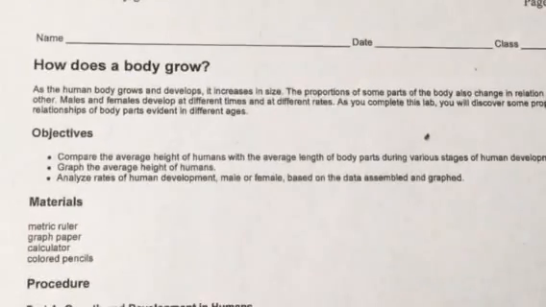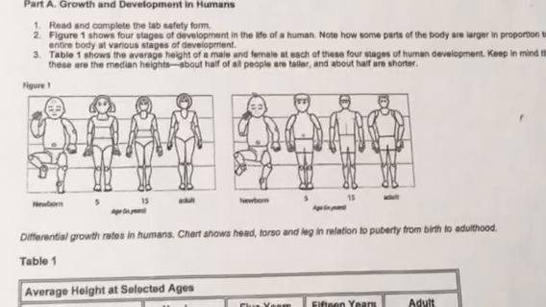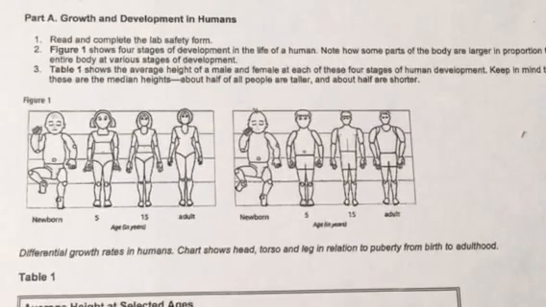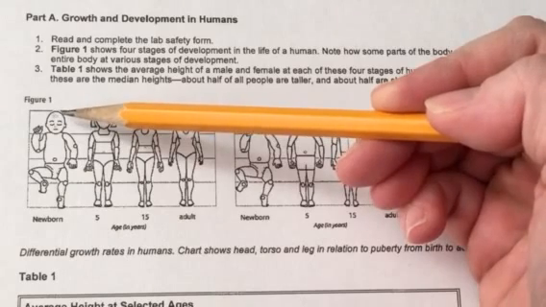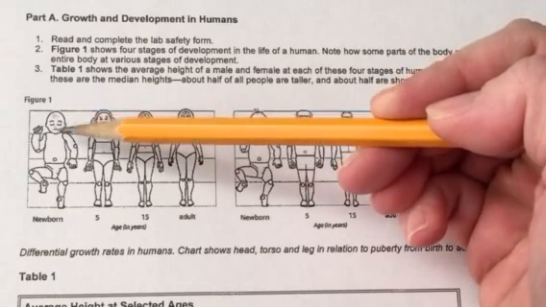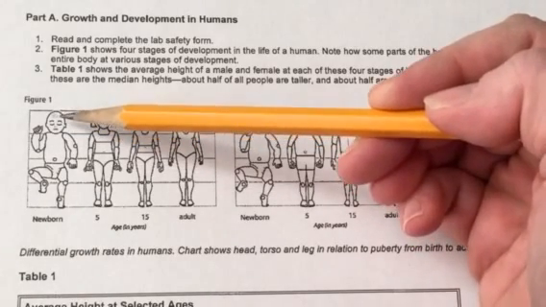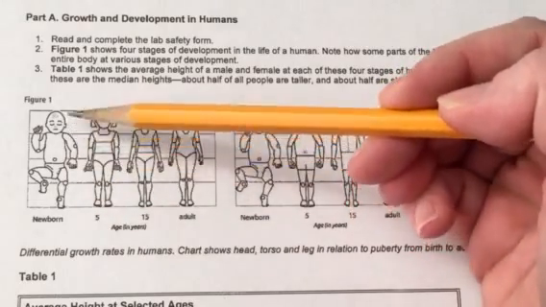In this video, I'm going to show you how to complete the How Does the Body Grow lab from the Glencoe McGraw-Hill 2005 textbook. So in this lab, they're asking you to look at the proportion of an individual's different body regions compared to the length of their total body.